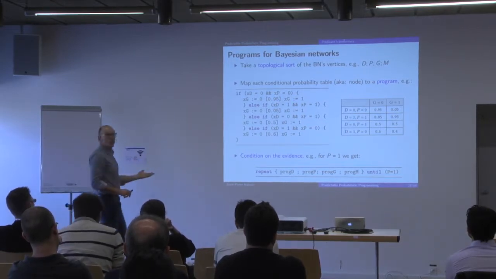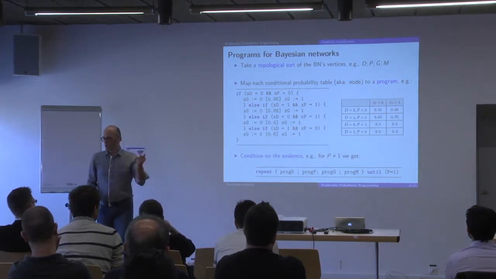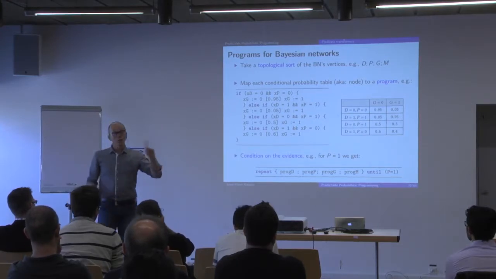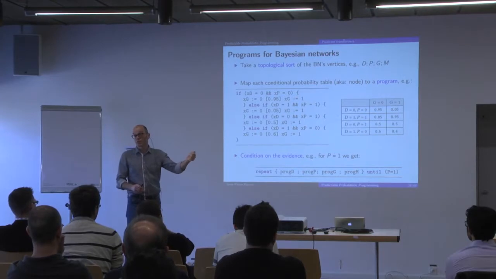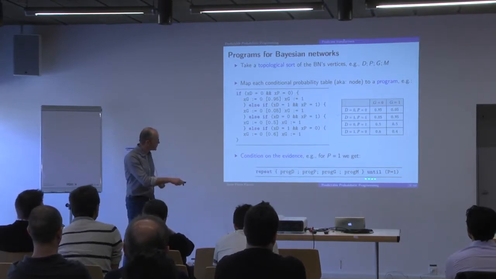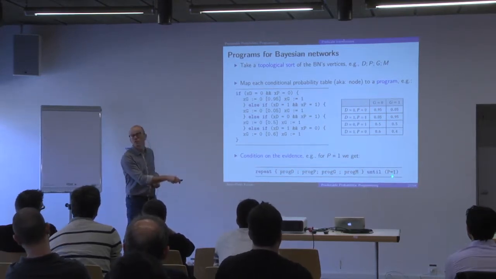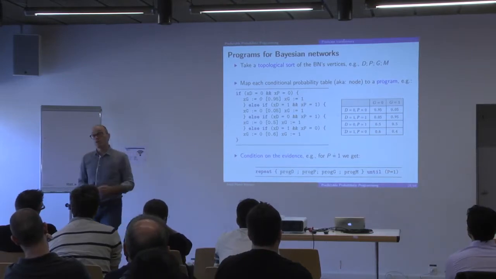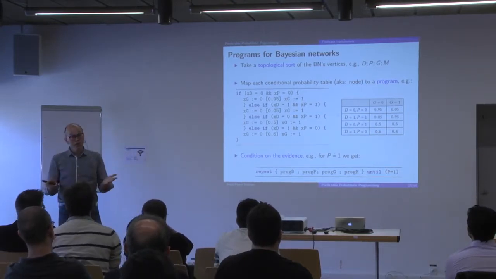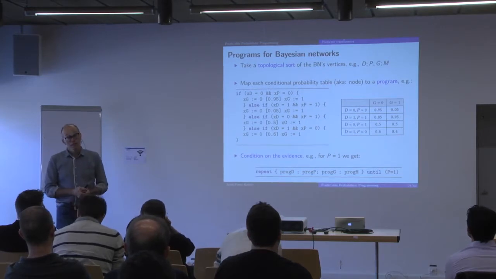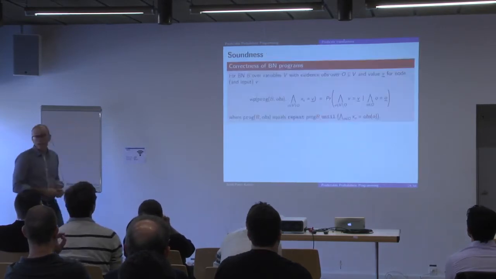And now you condition on the evidence. Remember my query was, what is the probability of having a bad mood if you are well prepared? Yeah, this well prepared is now my observation in some sense, and I encode my observation here immediately as a loop. So you do D, P, G, and M. So you get these kind of programs in sequence until you get your observation P equals 1. And this is a probabilistic program that corresponds to your Bayesian network. Is this correct? Yes, this is correct.